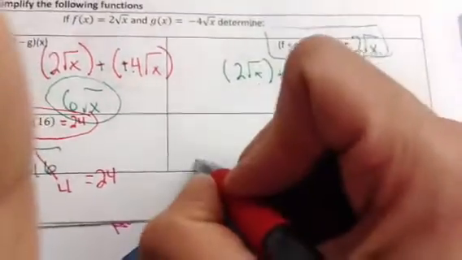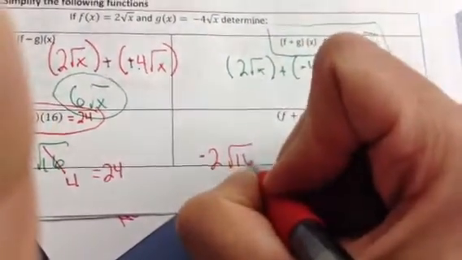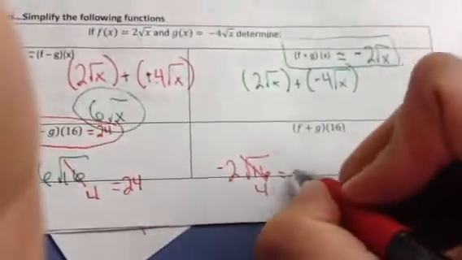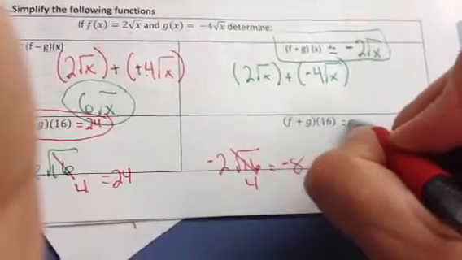Okay, and this time I'm going to put 16 into this one. So I get 4. So now when I'm done, I get -8. But again, just go up here and put your answer there.